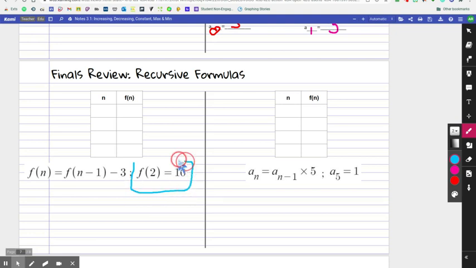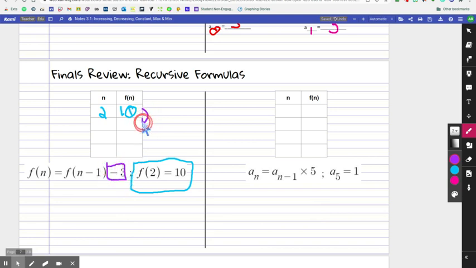This part right here. This tells me my start value. F of 2 is equal to 10. So the 2 goes in my n column. The 10 goes in my f of n column. Now, what tells me what we do mathematically down my table? What in here tells me mathematically what we're going to do down our table? Perfect. We're going to subtract 3 down our table.